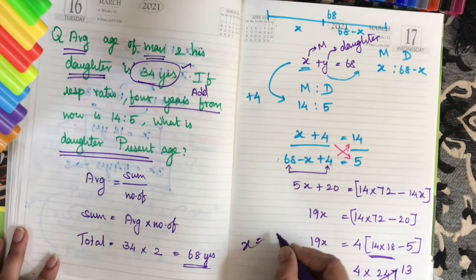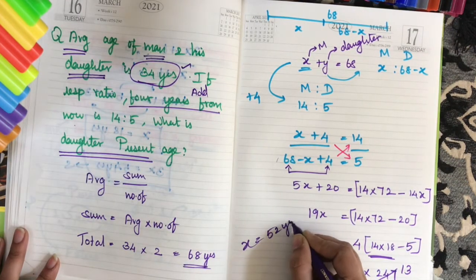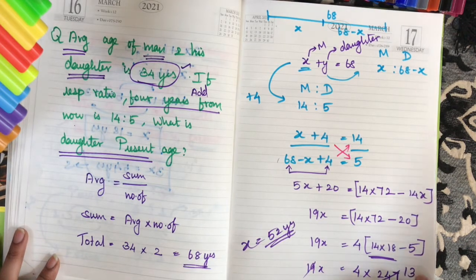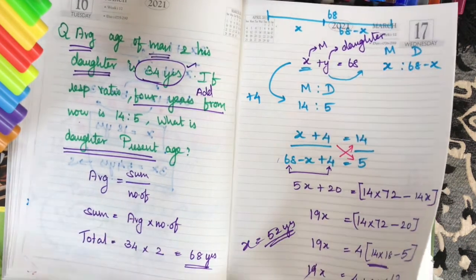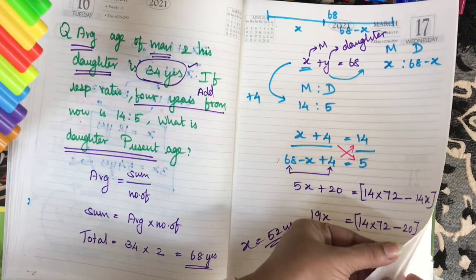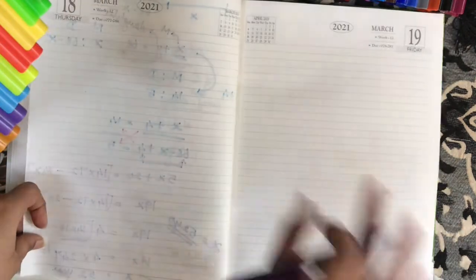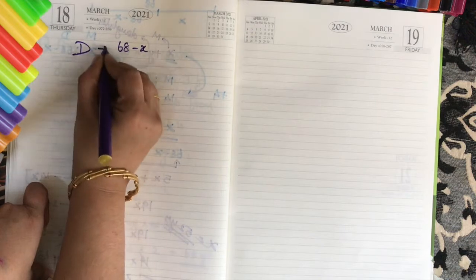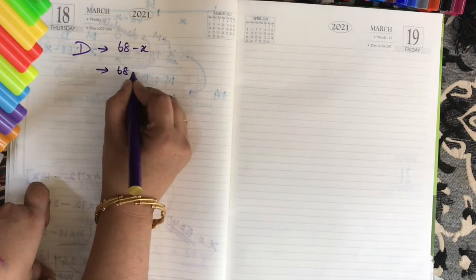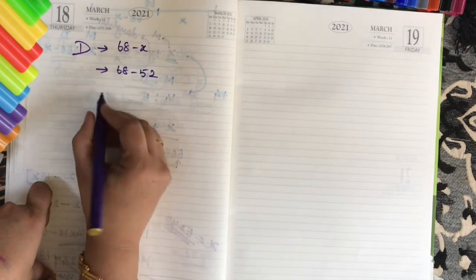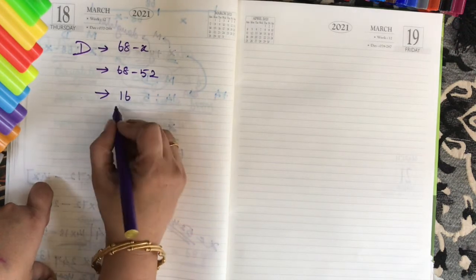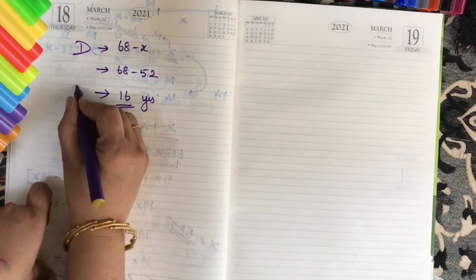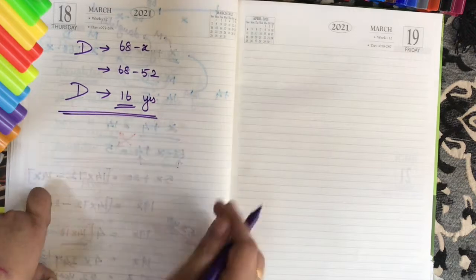So x here is 52 years, right? They have asked what is daughter present age. Daughter present age is nothing but 68 minus x. What is x? 52. So you will automatically get 16 as the answer for the daughter's age.